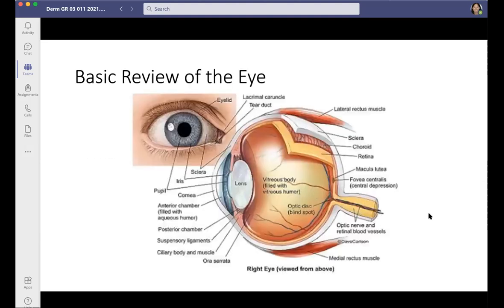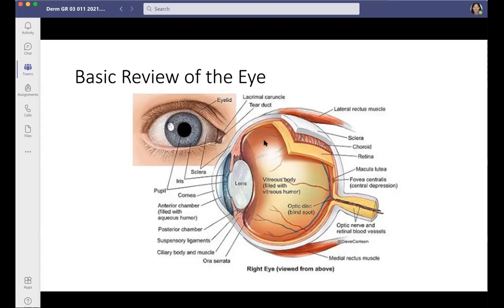Just to go over a very basic review of the eye, the external photograph here shows the eyelid, and then the sclera, which is the white part of the eye. The conjunctiva is a thin, clear membrane that overlies the sclera. Usually it's clear, when it is inflamed it can become red, and certainly conjunctivitis is something we'll be talking about in the talk today. The colored part of the eye is the iris, and the opening in the center of that is called the pupil.